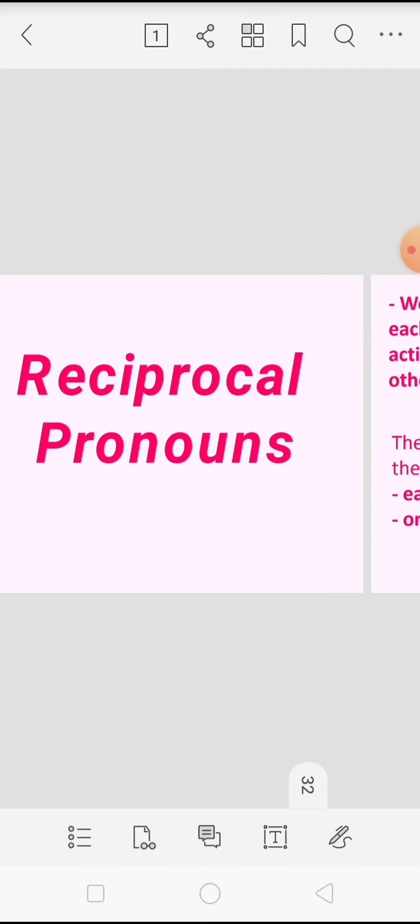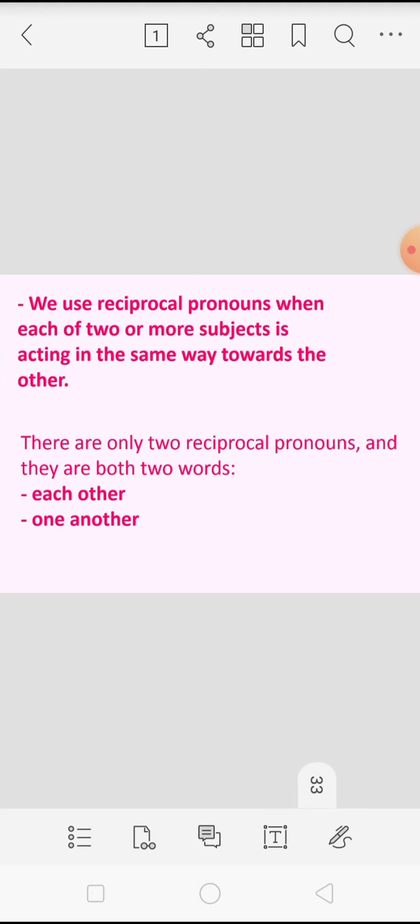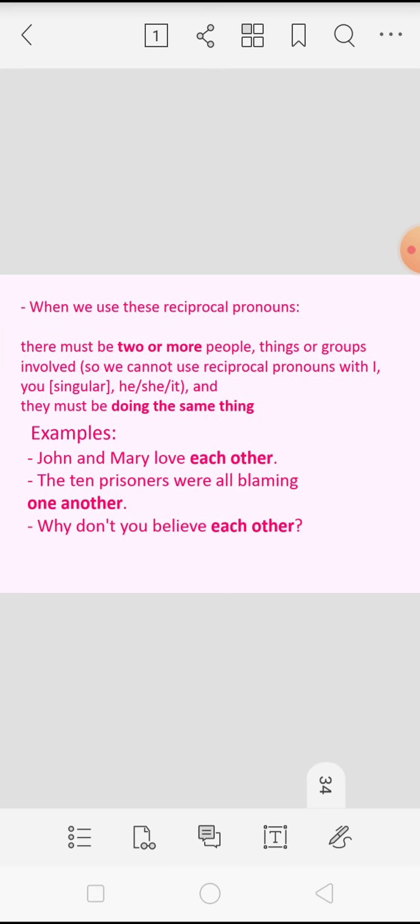Next is our reciprocal pronoun. We use reciprocal pronouns when each of two or more objects is acting in the same way towards the other. There are only two reciprocal pronouns, and they are both two words: each other and one another. There must be two or more people, things or groups involved, so we cannot use reciprocal pronouns with I, you, or singulars. They must be doing the same thing.